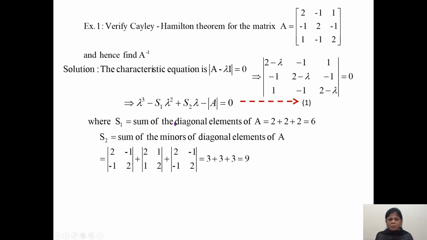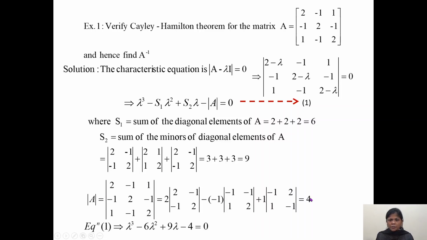S1 is the sum of diagonal elements of A. This is A. What are the diagonal elements? 2 plus 2 plus 2, 6. S2 is the sum of minors of the diagonal elements of A. That comes out to be this one. You know very well how to find the minors of diagonal elements. If you wish to see this in detail, refer to my video lecture on determinants and Cramer's rule. You will also come across the elementary basics of matrices. Then we will find the determinant of A.